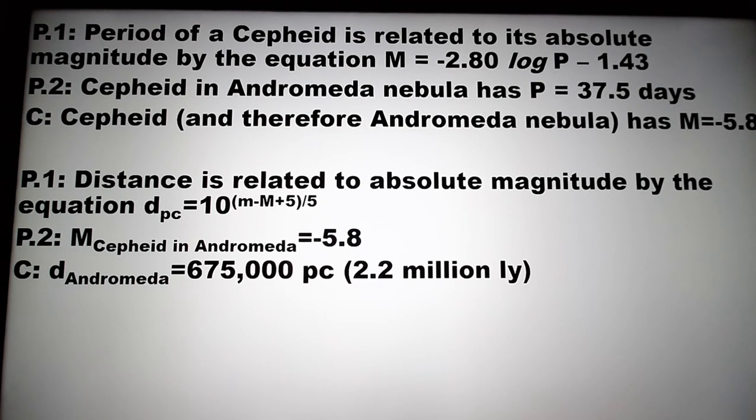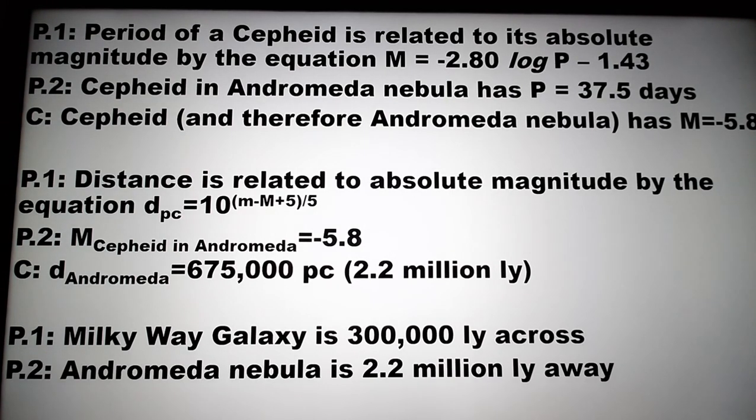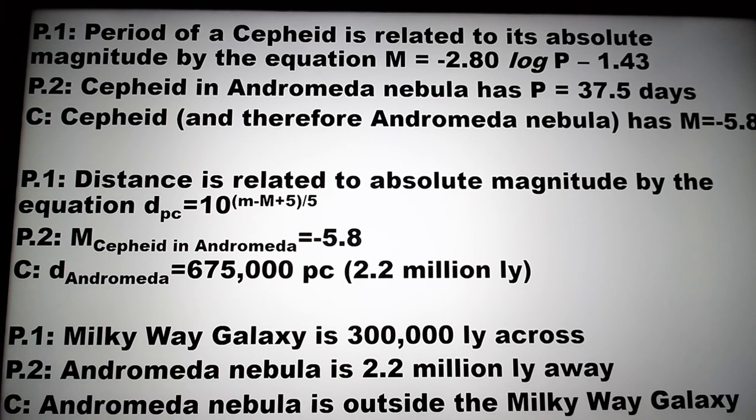And to settle the question of whether the Milky Way galaxy is all there is, we again use deductive reasoning. The Milky Way galaxy is 300,000 light years across, or so they thought at the time. The Andromeda Nebula is 2.2 million light years away. The conclusion that follows logically is that the Andromeda Nebula must be outside the Milky Way galaxy, and therefore it must be an entire separate galaxy.